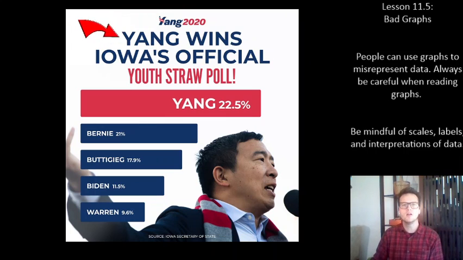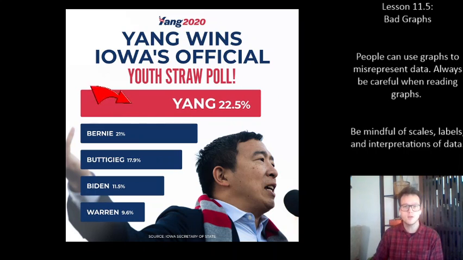He won Iowa's official youth straw poll. I don't really know what that is, but they found value in it. So Andrew Yang had 22.5% of folks supporting him. That's cool. Bernie had 21%. Pete Buttigieg had 17.9. Looks like Biden had 11.5, and Elizabeth Warren had 9.6. Cool, fine. I believe the data. I have no issue with that. I haven't done the research, but I believe it.